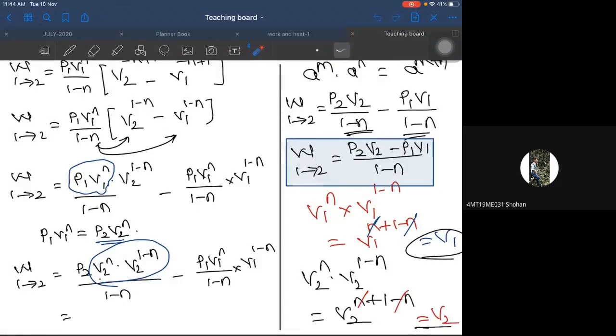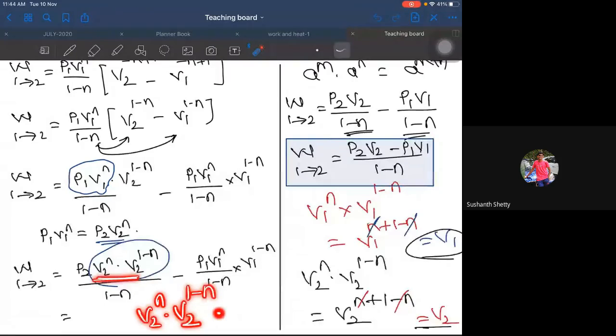Okay. So what I'll be doing is replacing this (P1 V1) whole to the power of n with (P2 V2) whole to the power of n. Next, the rules of indices will come into picture. Now look here: V2 to the power of n into V2 to the power of 1 minus n. How to solve this? The rules of surds and indices.